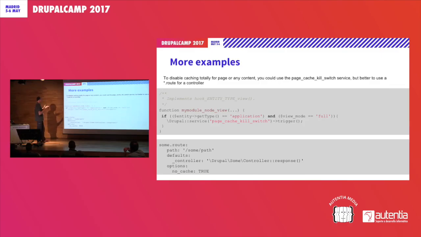So sometimes you want to avoid the cache of the whole page, and you can use this. This, for example, is in a node view. You can call this service that is page cache kill switch trigger, and that will kill all the cache for the complete page. So don't use it very much because the site is going to be slow, but sometimes you need that. This is a better way if you can create the route. You can use these options, no cache true, so that won't be cached for that route.